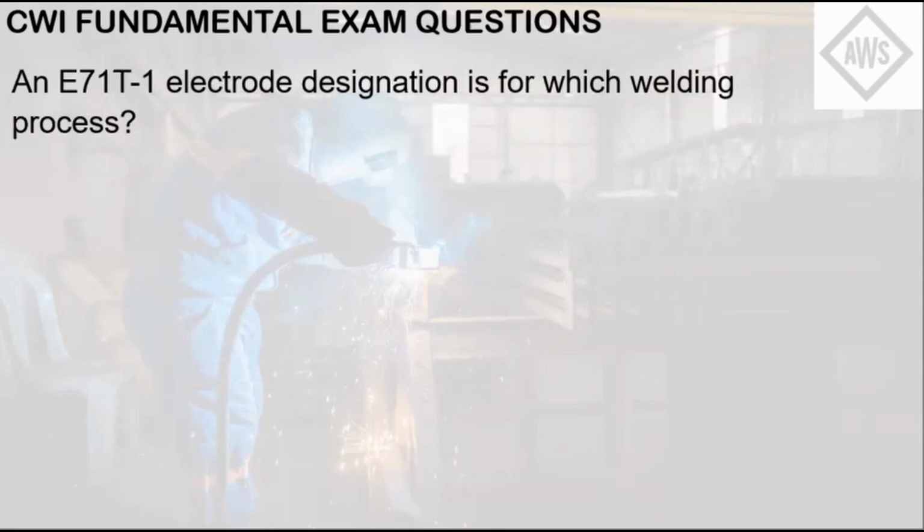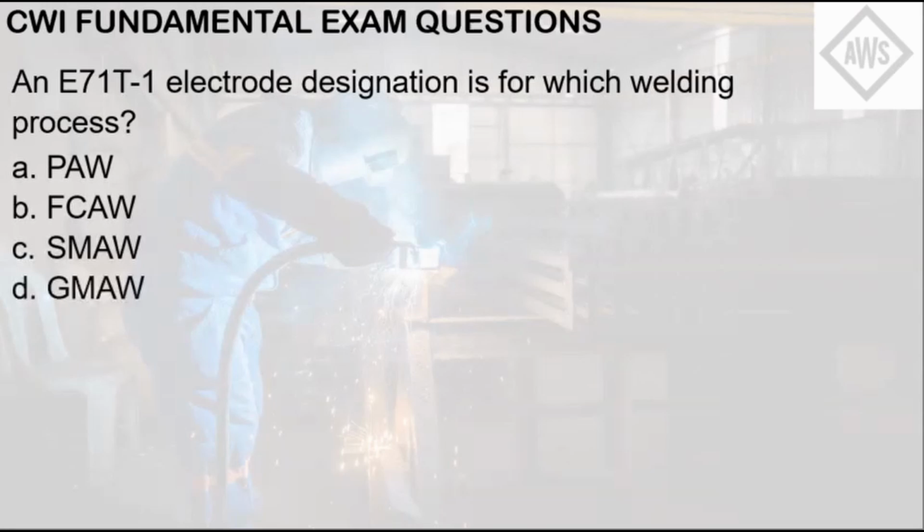An E71T-1 electrode designation is for which welding process? Letter A, PAW. Letter B, FCAW. Letter C, SMAW. Letter D, GMAW. Letter E, SAW. So the answer here is letter B. The designation T here means tubular, which is the electrode description for FCAW, or flux cored arc welding. So the answer here is letter B.